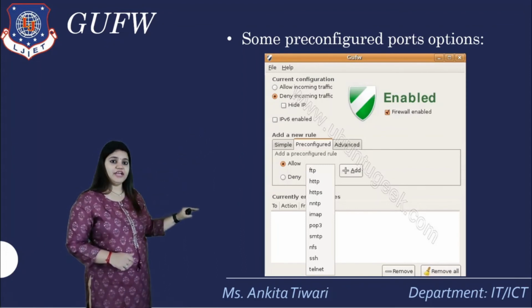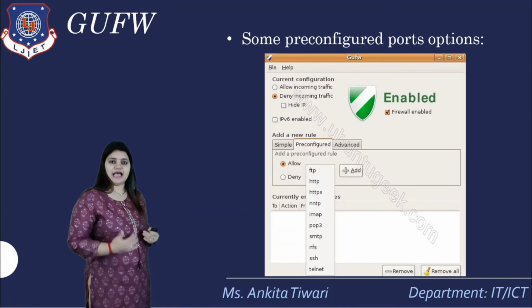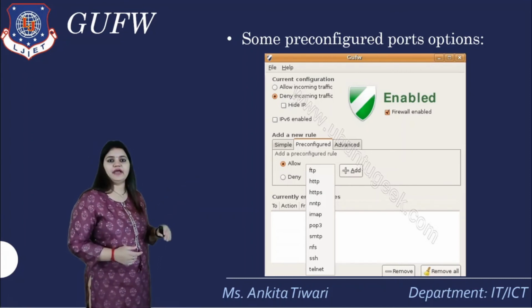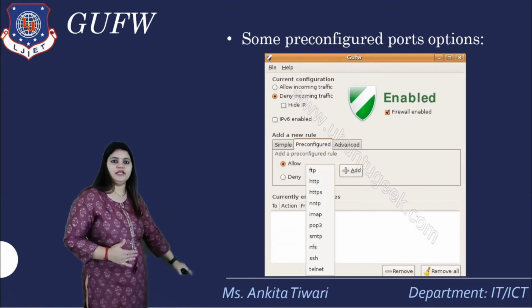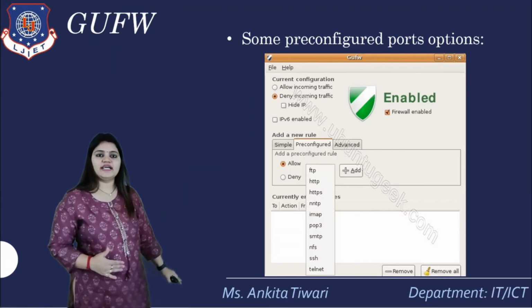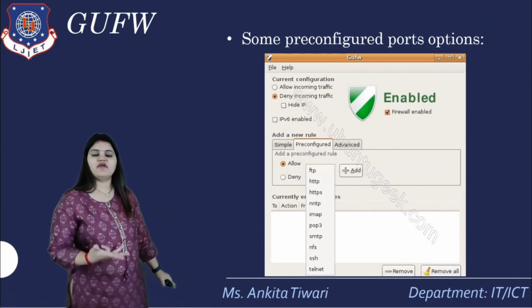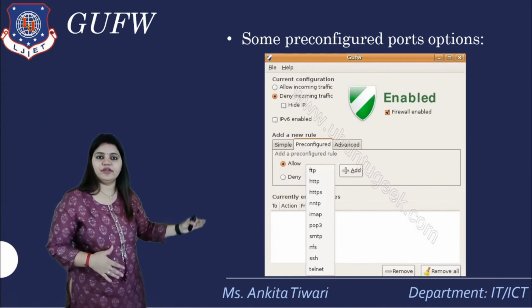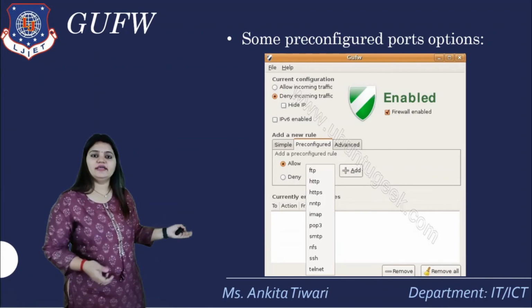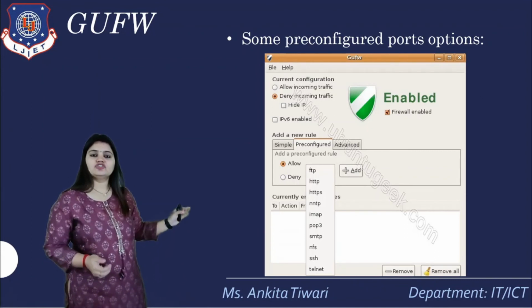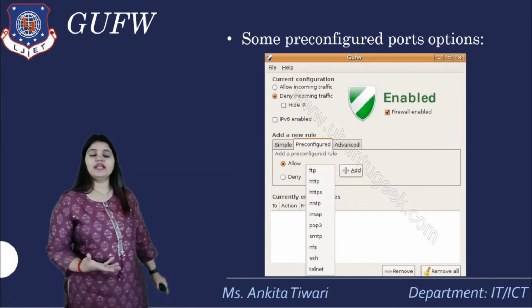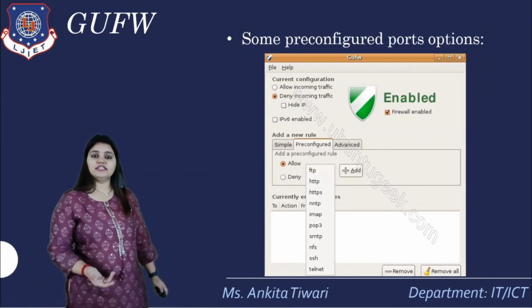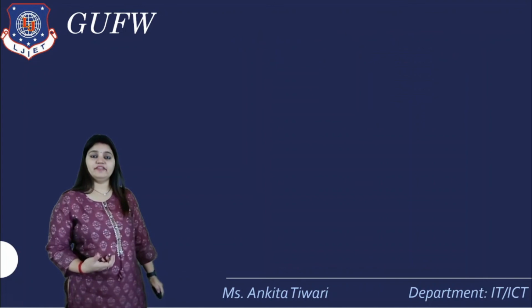After that we have the option to add a new rule set, which means I can add my own rule set. Here I have allow and deny. In allow, as you can see, many protocols are defined which I want to allow or deny: HTTP, FTP, SSH, SMTP, anything. These are the rule sets which you can click on and allow.